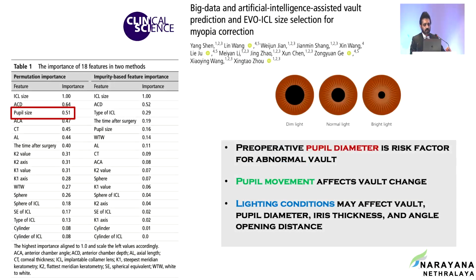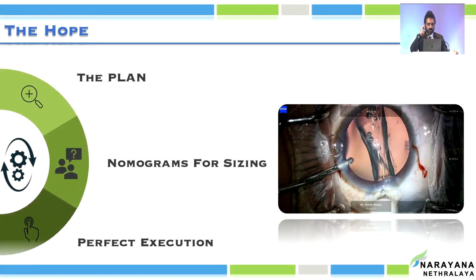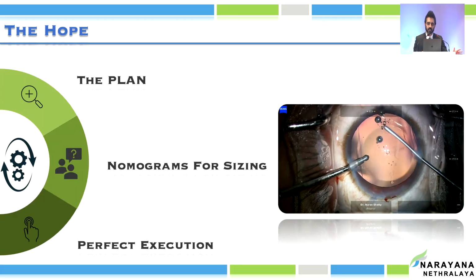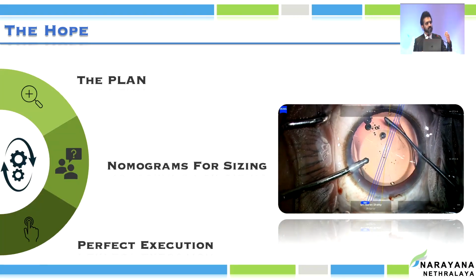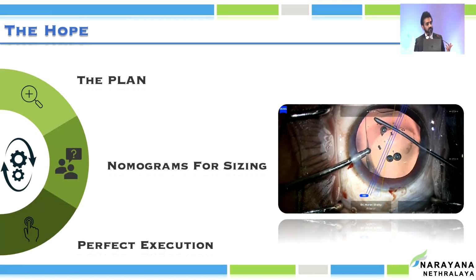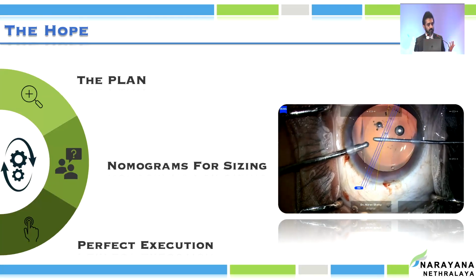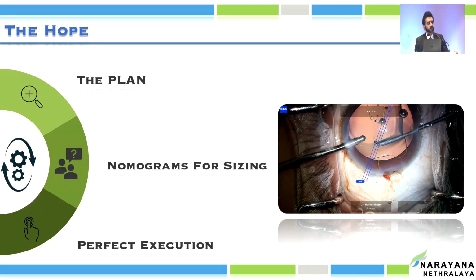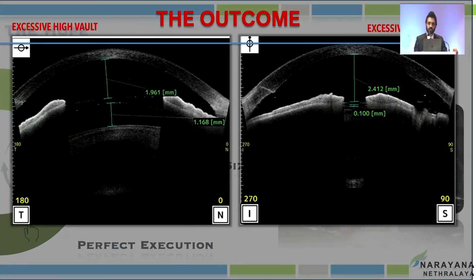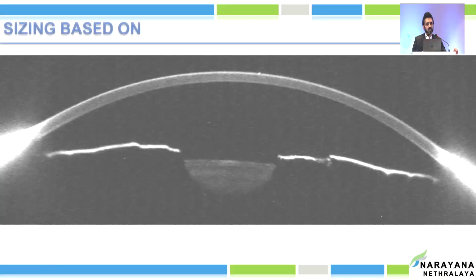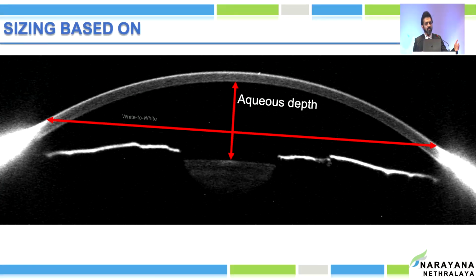So coming to our story, I'm sure each one of us has had days where we have done a perfect surgery. You have done the perfect calculation, you have done the surgery. Next day you see the patient is very happy, the vision is fantastic. But when you look at the slit lamp or the OCT, you see either a high vault or a low vault. Now, why do these kinds of cases crop up now and then? This is happening because we rely too much on horizontal white-to-white.